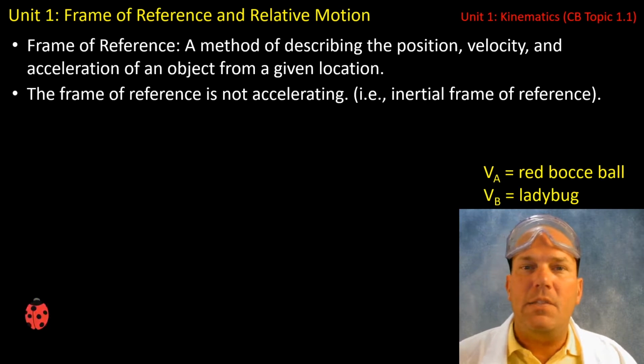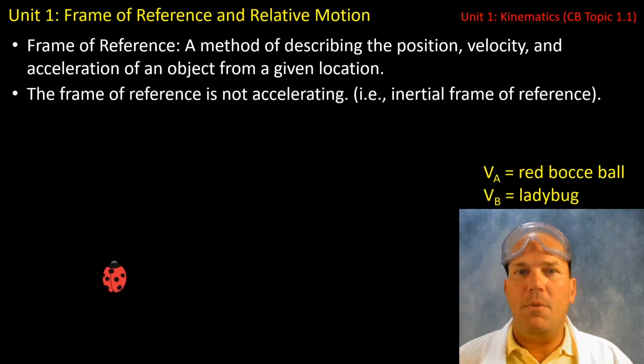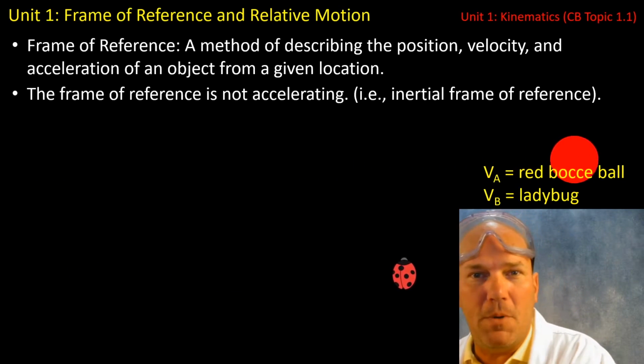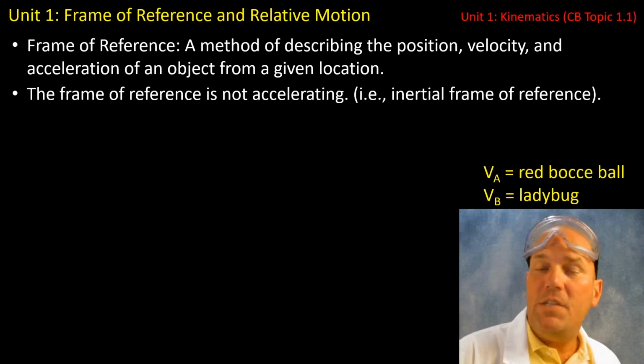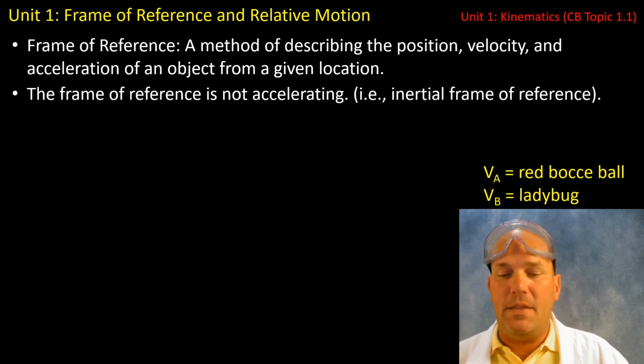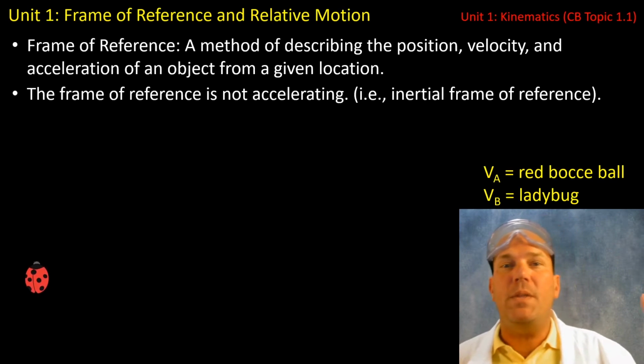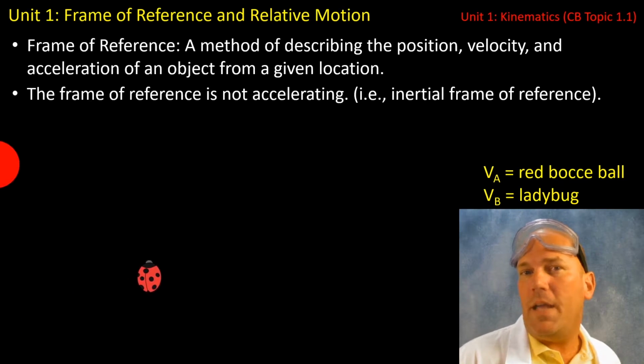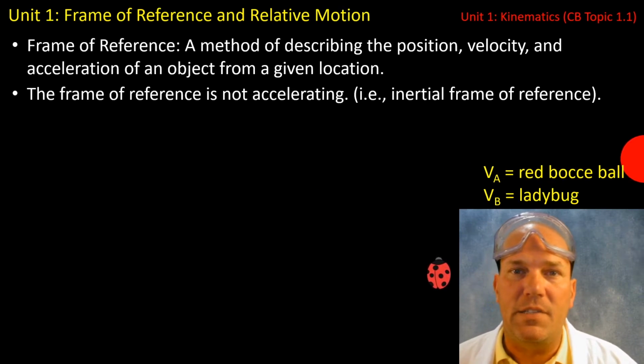Okay, now let's look at this. A ladybug moving to the right, a red bocce ball moving to the right. The red bocce ball is moving to the right with a greater speed than the ladybug. However, they are both, in this case, moving to the right. So back to my vehicle example.